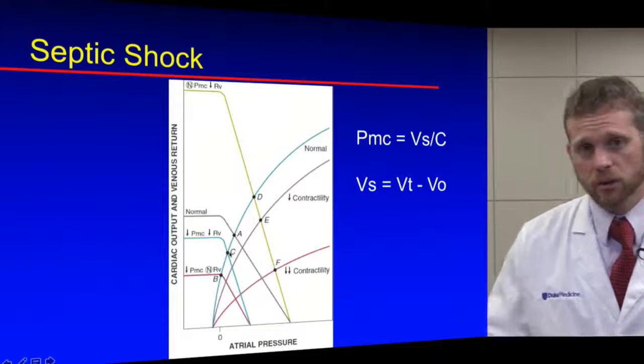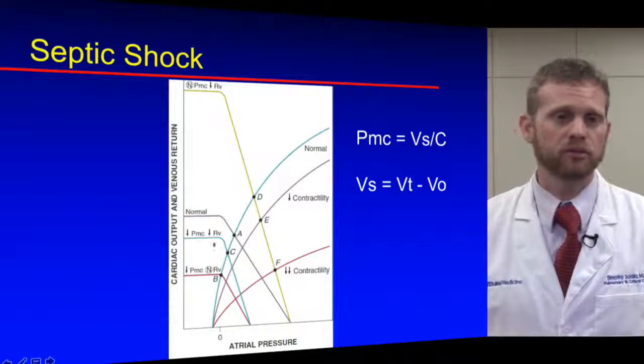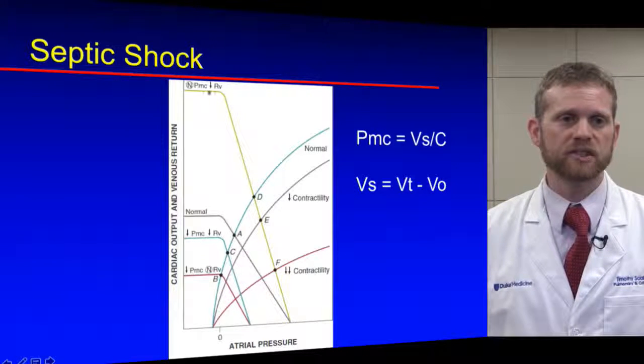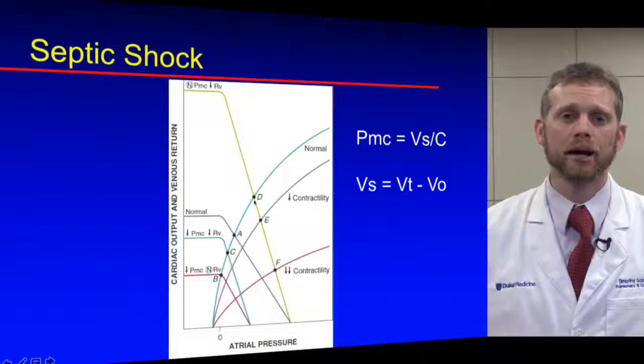What is the treatment of someone with septic shock? Well, it's aggressive fluid resuscitation. In fact, exuberant fluid resuscitation. So we're actually able to get ourselves with aggressive venous return back on this curve to point D. We have actually increased our cardiac output.